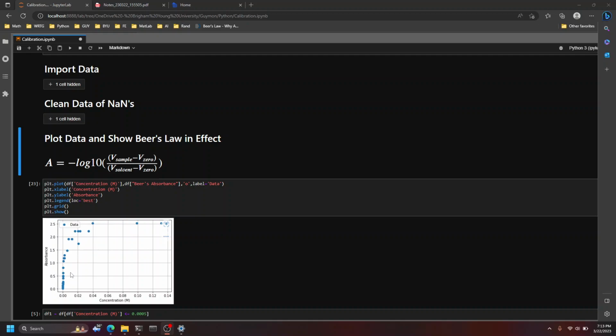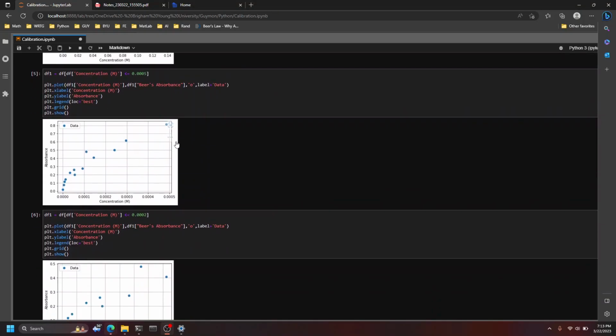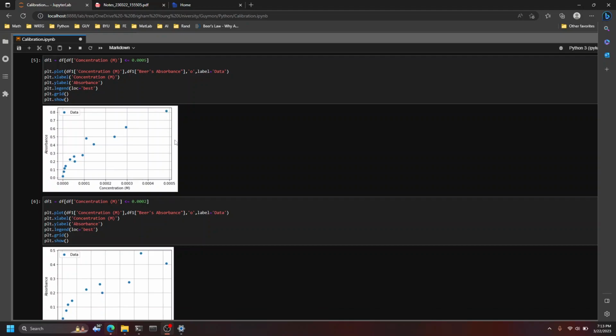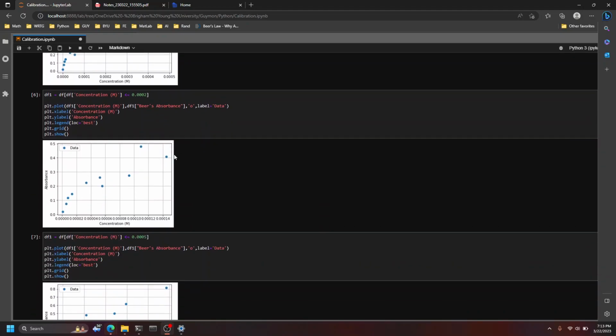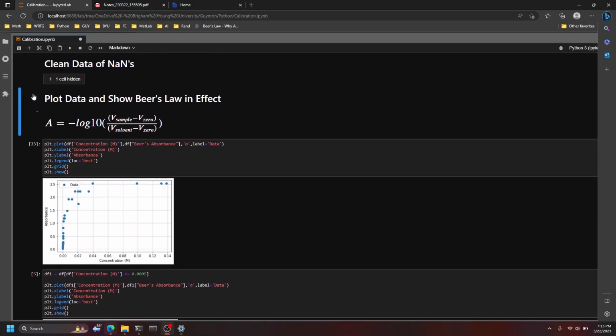This is the reason why Beer's law is only applicable to concentrations at a low value. Beer's law assumes that absorbance and concentration form a linear fit, which, as you can see at a small concentration here, as we remove some of the upper concentrations, it appears to be more and more linear. And this is what Beer's law assumes.